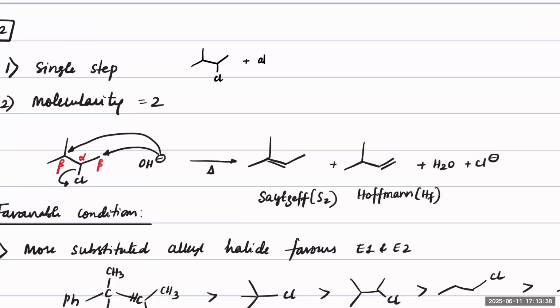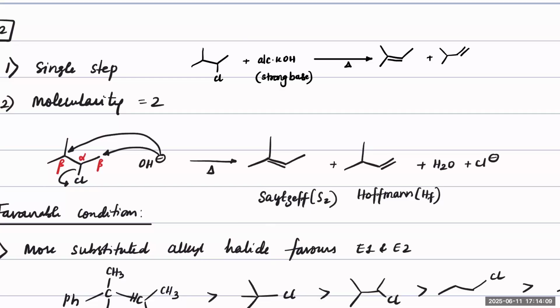with something like alcoholic KOH, which is usually observed as a strong base, and if this is facilitated with heat, you know that heat will always increase or enhance the elimination part, and it will give you two products like this one and another one is this one. All right, these are the two products you will get.